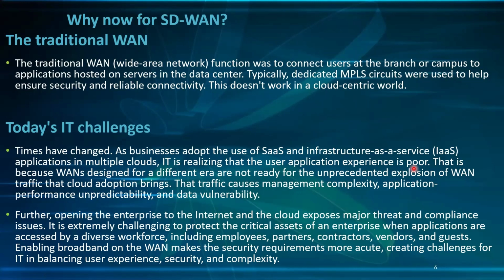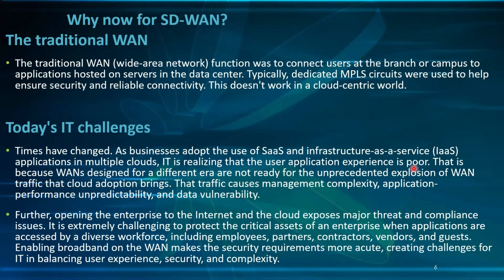That's where the WAN, designed for a different era, is now facing an unpredicted explosion of WAN traffic that cloud adoption brings. Since you are going to the cloud, your traffic is increasing, and your end-user machines or devices are increasing. The traffic causes management complexity, unpredictable application performance, and data vulnerability, because if you go over the open internet, you have a lot of risk.